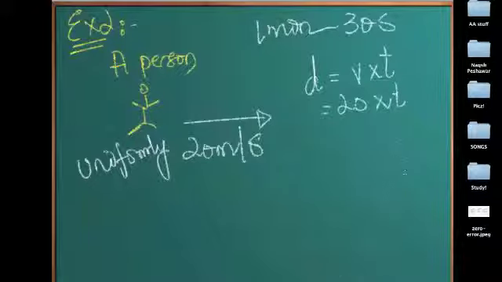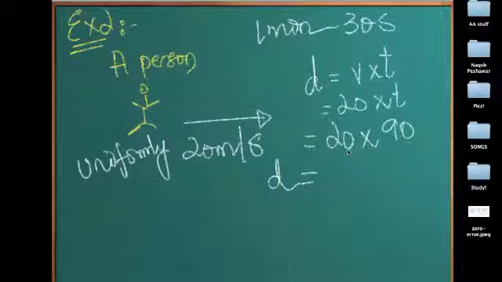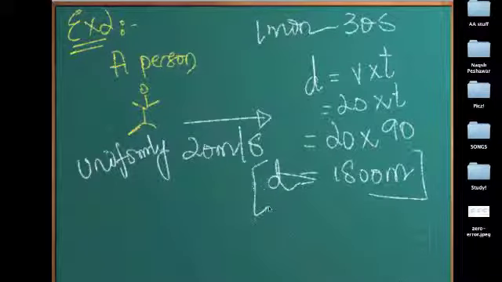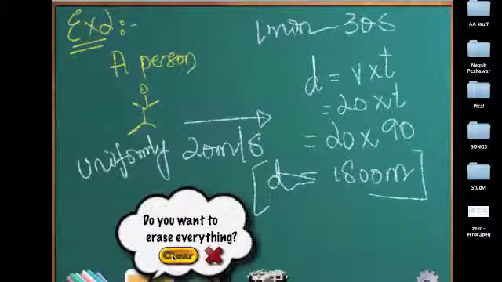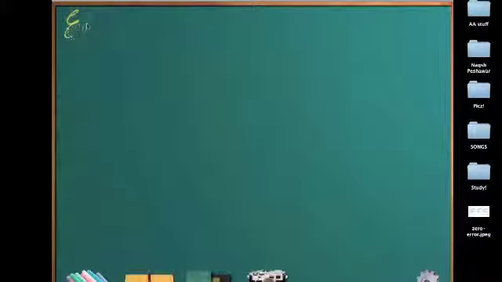The time should be in seconds. So 1 minute is 60 seconds, plus 30 seconds would be 90 seconds. So 20 into 90. The distance would be 1800 meters. So this would be another very simple example. Now let me get to a little complicated one with one more example.